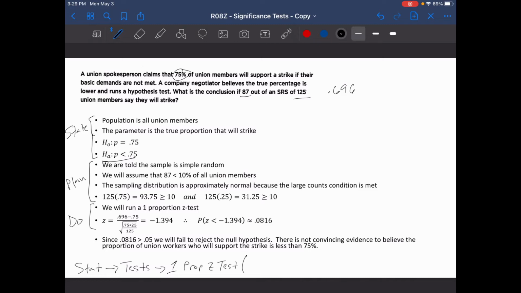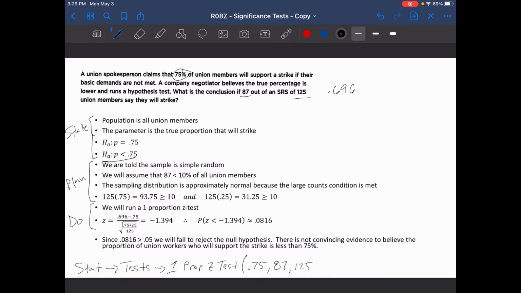So for p of 0, we would put in 0.75 for this case. Our x value is going to be 87. Our total number in our sample is going to be 125. So 87 and 125, to make sure that this works.